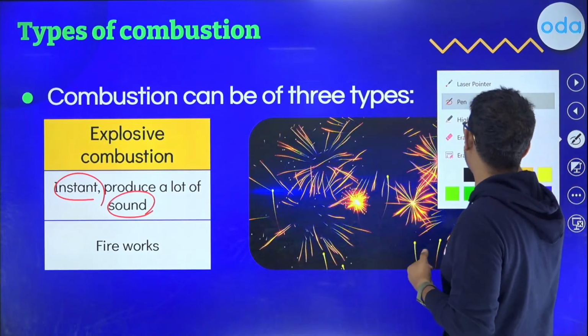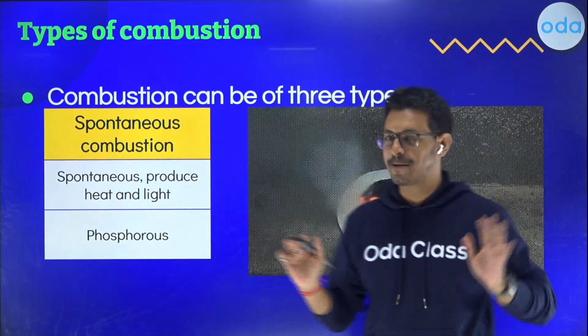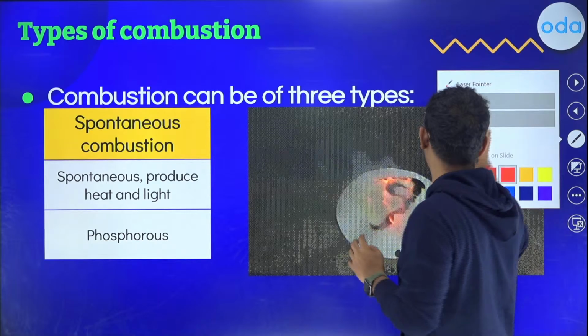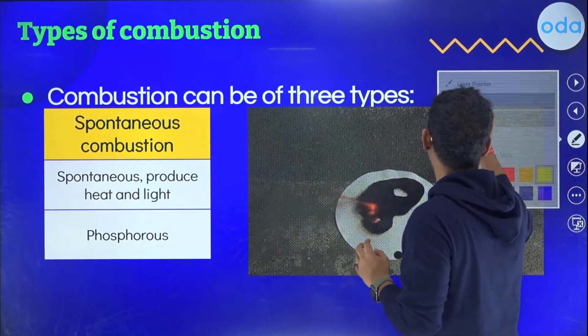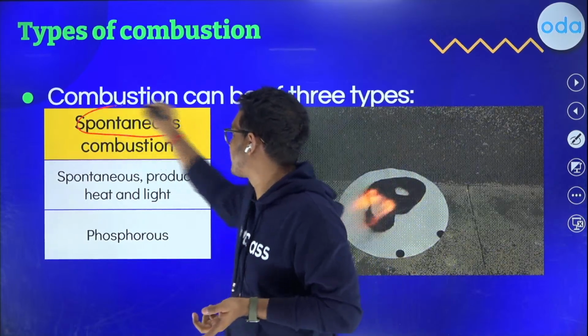The last type of combustion that I want to tell you about is spontaneous combustion. This one is my favorite. You know why this one is my favorite? It's like a suicide kind of combustion. This material catches fire on its own. That's why we call it spontaneous combustion.